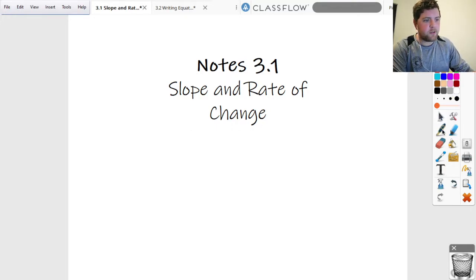But today we're going to get started with the first lesson of Unit 3, Slope and Rate of Change. You've probably talked about some of these things in the past, but we're going to dive a little bit deeper into them, make sure we fully understand them before we get into the super fun stuff like graphing.